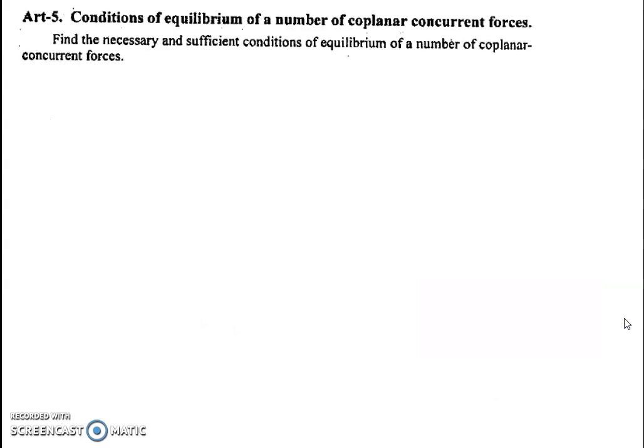So let's see. First article is condition of equilibrium of a number of coplanar concurrent forces. Find the necessary and sufficient condition of equilibrium of a number of coplanar concurrent forces. So students, here we want to find equilibrium. For equilibrium, the resultant should be equal to 0.